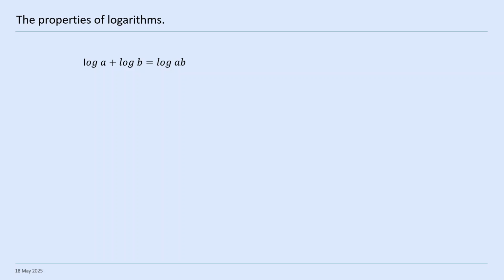The first one is that the log of a plus the log of b equals the log of ab. Log of a minus the log of b equals the log of a over b. Log of a to the b equals b log a. So just a quick example of log a minus log b equals log a over b. Say it was base 10. The log of 1,000 is 3, and the log of 100 is 2. So 3 minus 2 is 1. And that's equal to the log of 1,000 over 100, which is the log of 10, which is 1. Okay, so that's an example.